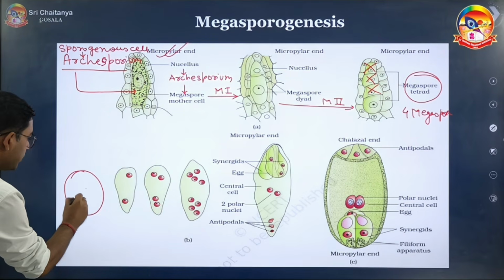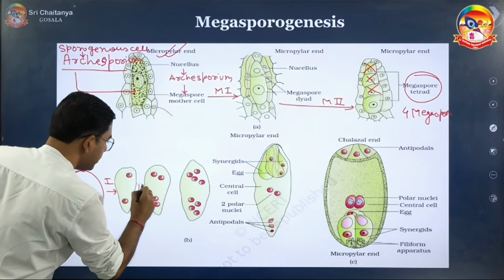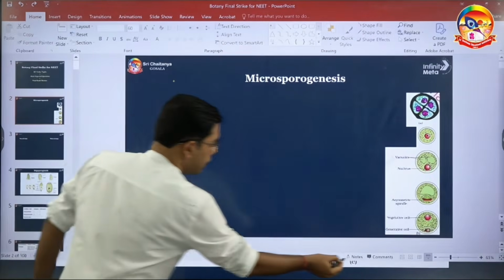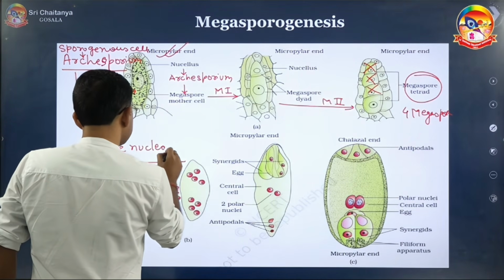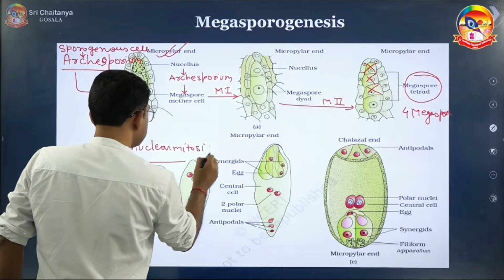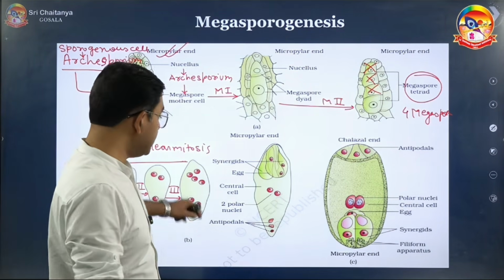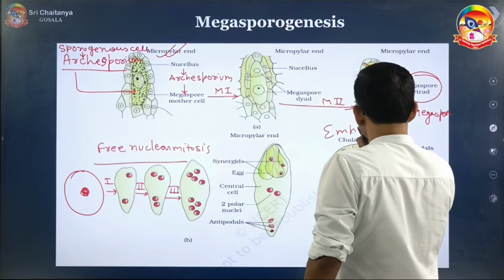This one functional megaspore will undergo first mitosis, second mitosis, third mitosis. This is a free nuclear mitosis. This is a free nuclear mitosis. And this will give rise to a 1 cell and 8 nucleus, right? Which eventually will give rise to the embryo sac.